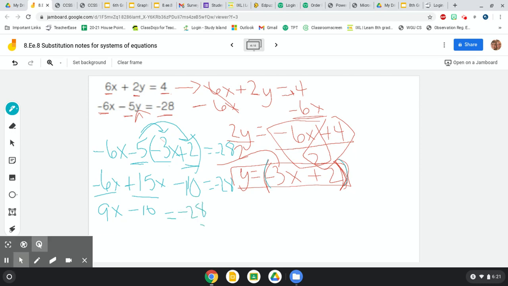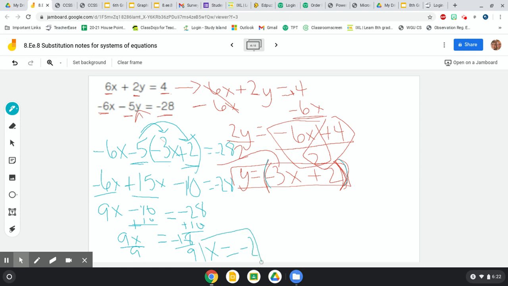I'm going to continue solving. So I'm going to add 10 to both sides. And that's going to leave me with 9x equals negative 28 plus 10, which is going to give me negative 18. And then my last step here is to divide by 9. Divide by 9. And that leaves me with x equals negative 18 divided by 9, which is going to be negative 2. So right now I believe that x is negative 2.